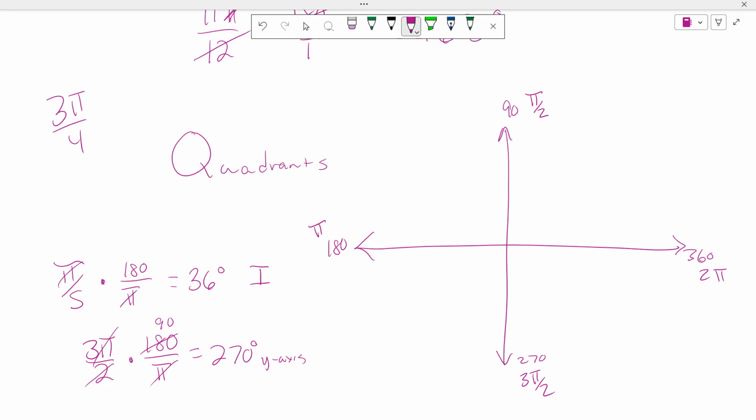3/4 is in between 1/2 and 1, right? 3/4 is in between 2/4 and 4/4, right? So 3 pi over 4, you don't have to convert it because you know it's halfway in between these two. So you're in quadrant number 2. Okay? But if that just doesn't come natural to you to think that way, then convert it to degrees and then figure out what quadrant it's in.